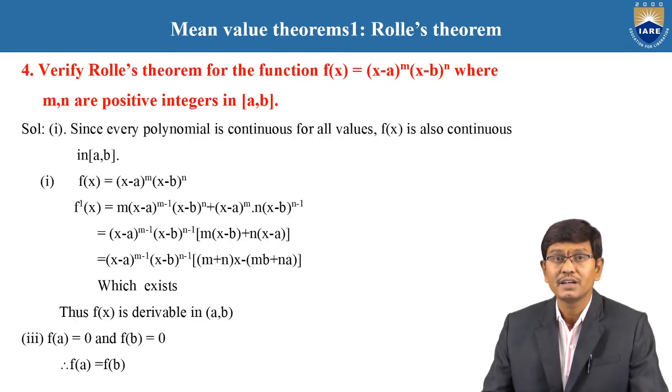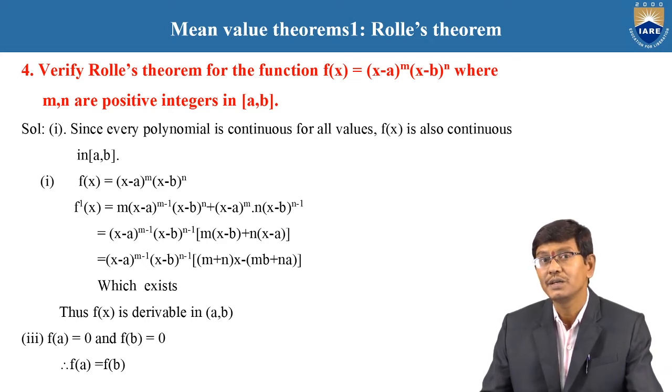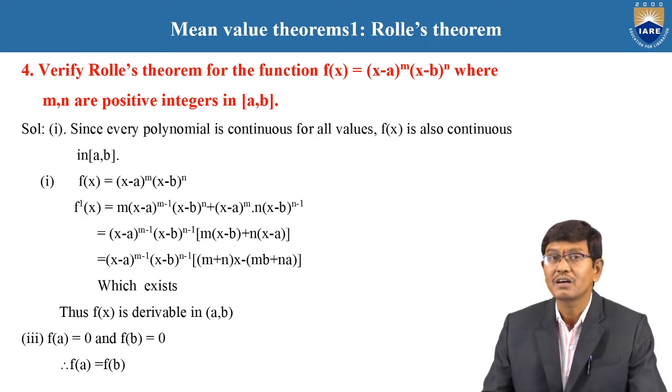Next one, verify Rolle's theorem for the function f of x equal to x minus a whole power m into x minus b whole power n, where m comma n are positive integers, in the interval a comma b. The product of these two functions, x minus a whole power m and x minus b whole power n, is a polynomial function. By the property, every polynomial function is a continuous function as well as a derivable function in any given interval.